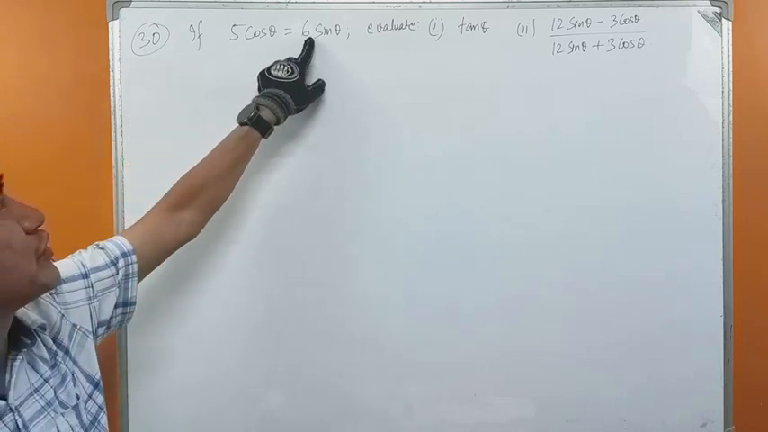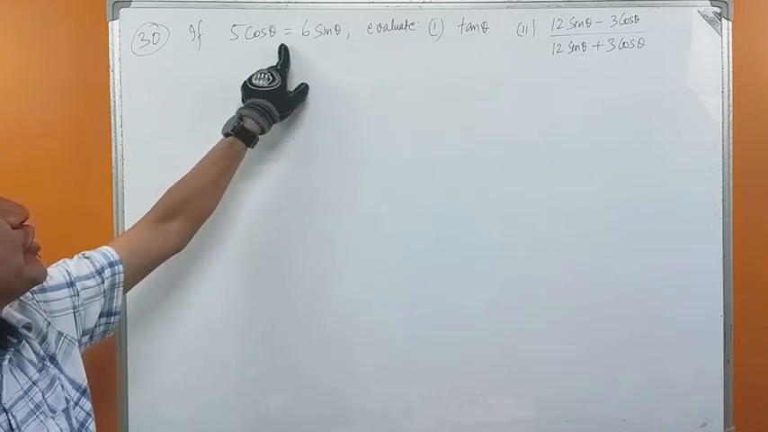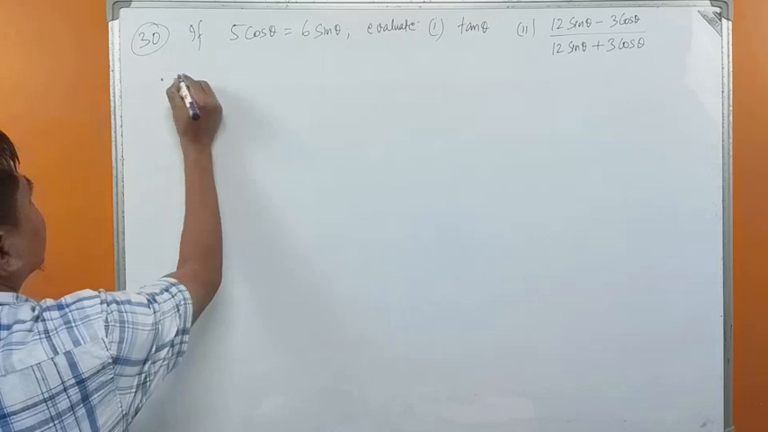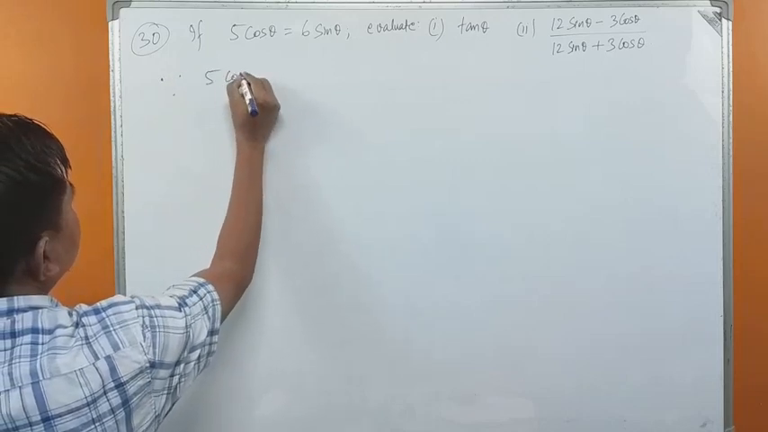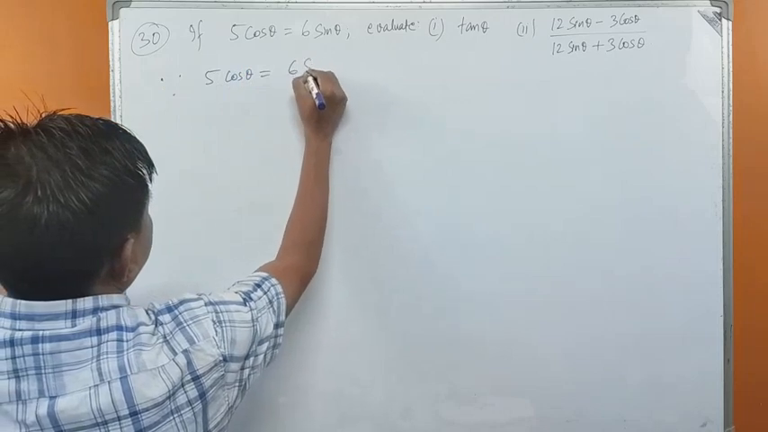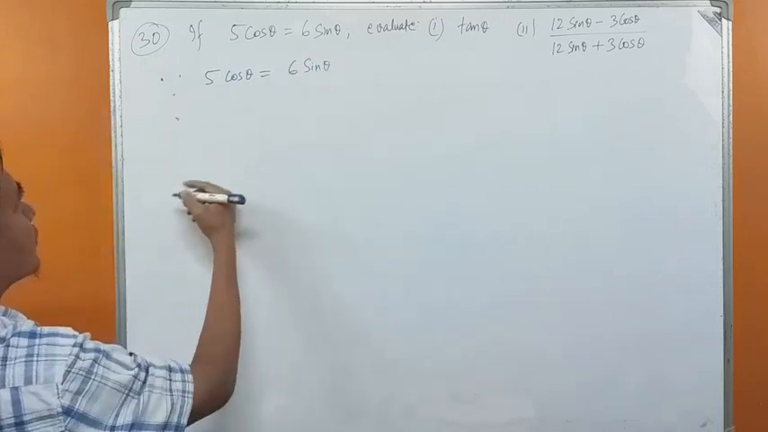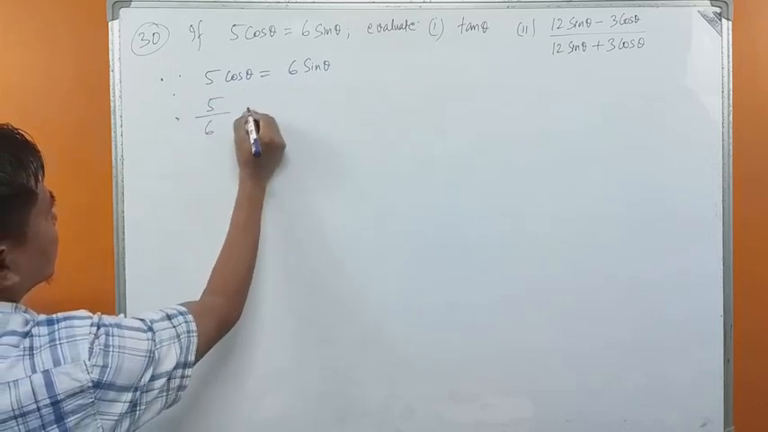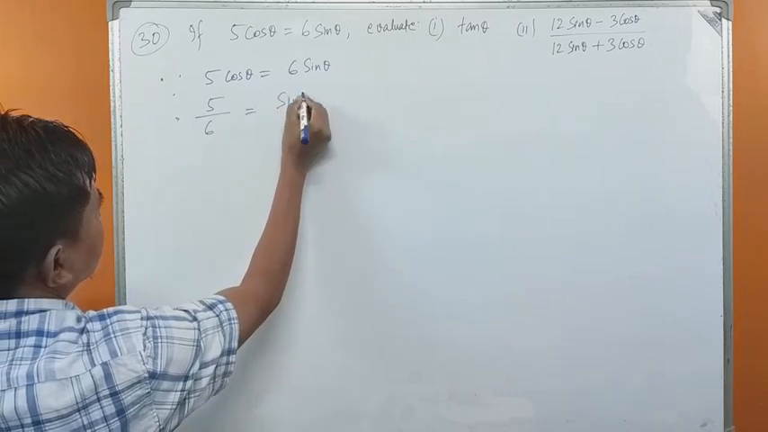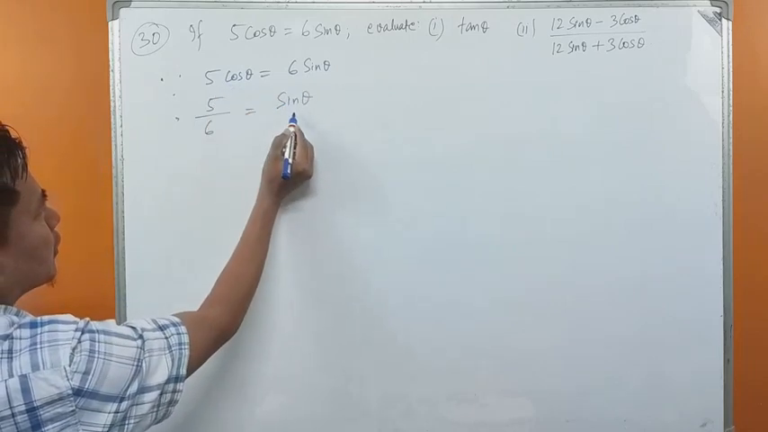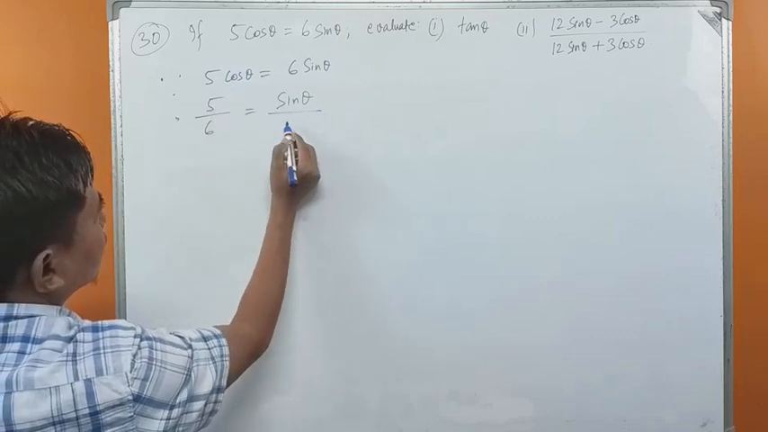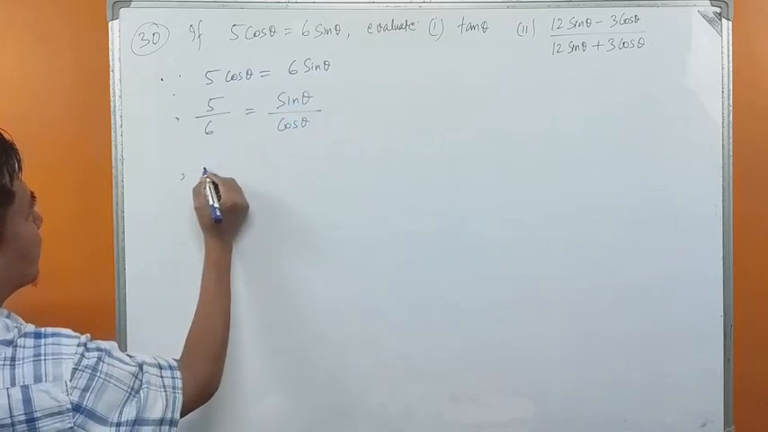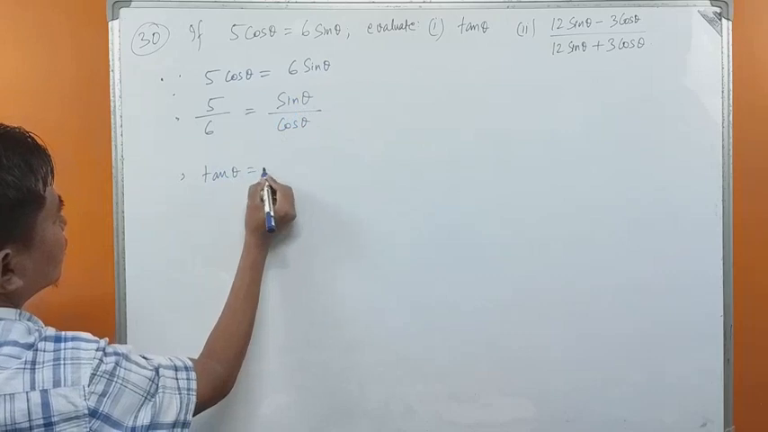If 5 cos theta equals 6 sin theta, this is the given condition. We are asked to find the value of these two expressions. Since 5 cos theta equals 6 sin theta, let us bring the 6 to the denominator of 5 by cross multiplication. 5 upon 6 equals sin theta, which is already on the right hand side. Now let us take cos theta to the denominator of sin theta by cross multiplication. Sin theta by cos theta means tan theta, isn't it? So tan theta equals 5 upon 6.